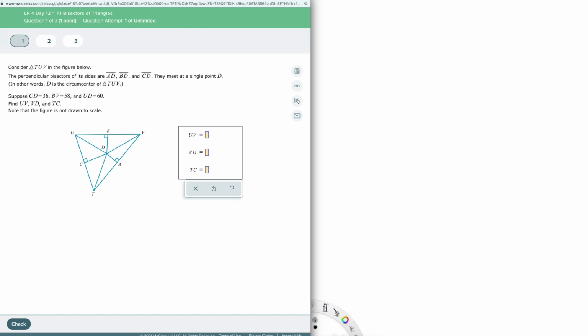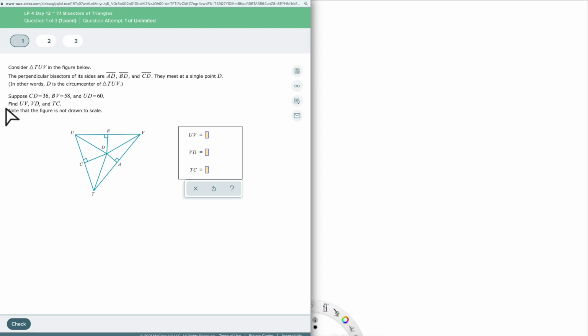All right, so let's go ahead and take a look at this guy. So we have, consider this triangle here, TUV. It says the perpendicular bisectors of its sides are AD, BD, and CD. They meet at a single point D in the center. In other words, D is the circumcenter of TUV. So it's the place at which all of the perpendicular bisectors meet. We call that the circumcenter. So it's just got a special name there.